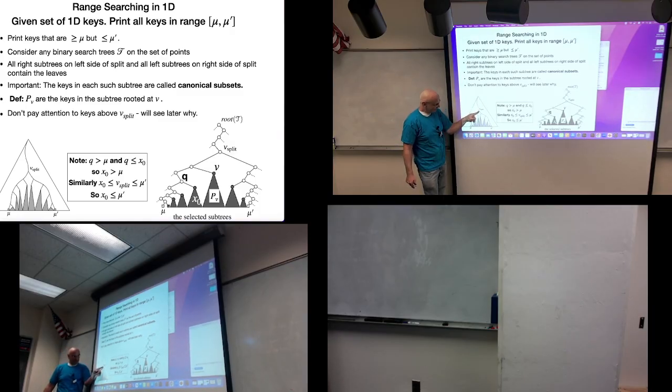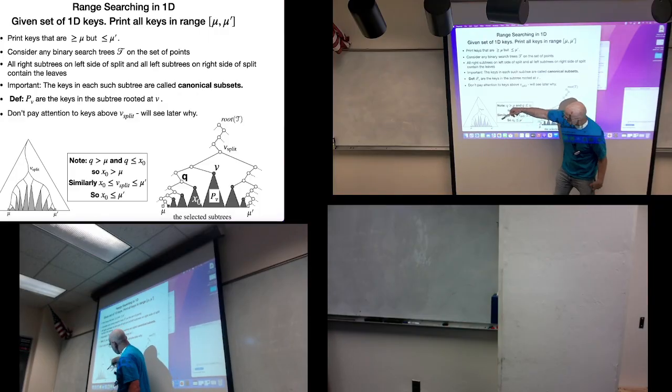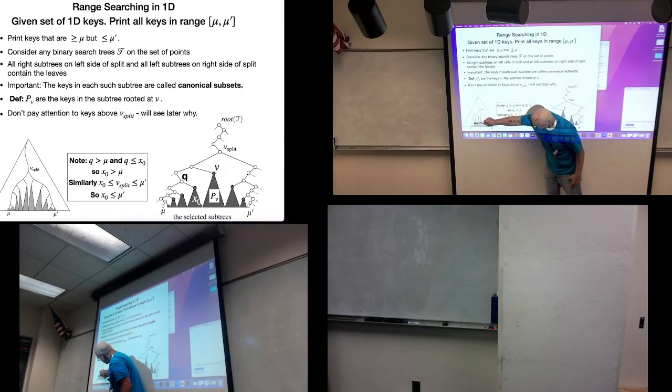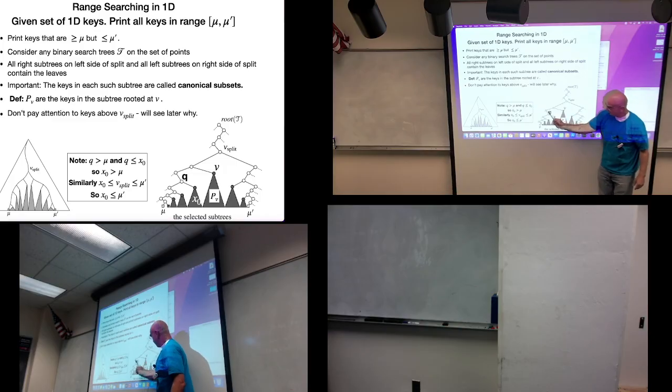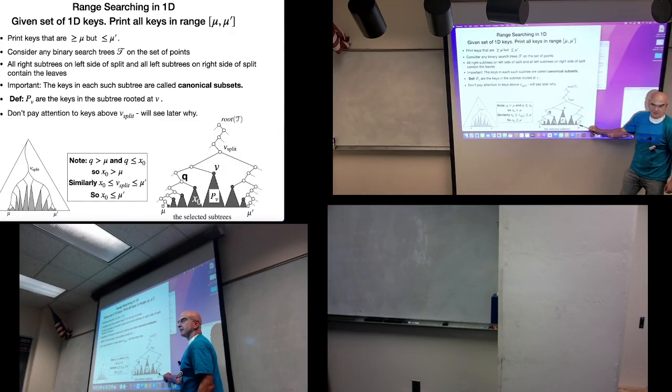However, after they split, here is my path to mu, and here is my path to mu prime. And now I highlighted a bunch of trees in this figure. What is special about these trees? When I'm going to mu, these are all the right subtrees of nodes where I branched left to get to mu. And after the split, I'm looking for mu prime. And these are all left subtrees of nodes for which, to get to mu prime, I branch right.